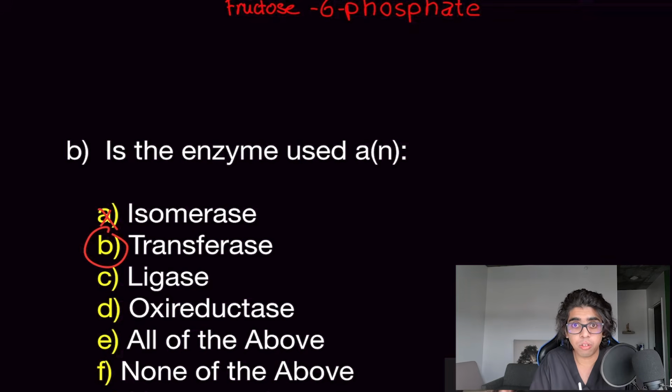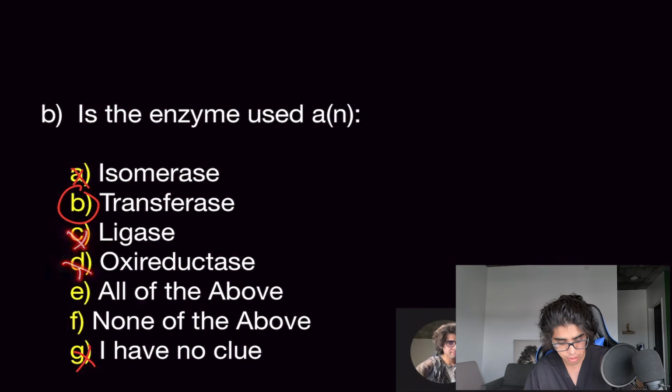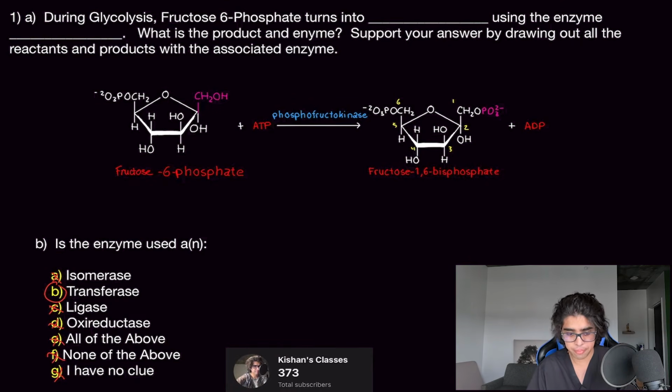Is this considered also a ligase? This is not a ligase. Ligase is like glue. What ligases do is take one compound and stick it together to another compound. That's what a ligase does. And we're not doing this. All we're doing is attaching the phosphate group, but the phosphate group is not a whole molecule itself. If you were attaching fructose 6-phosphate to fructose 1,6-bisphosphate and connecting those two huge molecules together, that'd probably be a ligase. It's not an oxyreductase because we're not reducing or oxidizing anything here, so nothing regarding electrons. And then it's not E and not F. So it's B, a transferase.